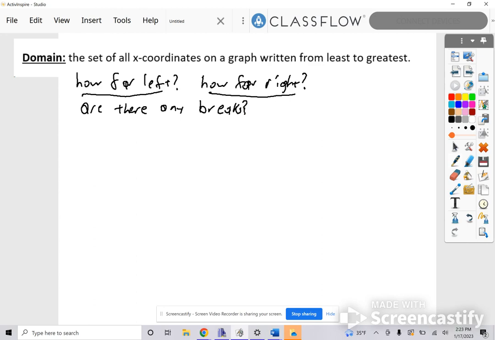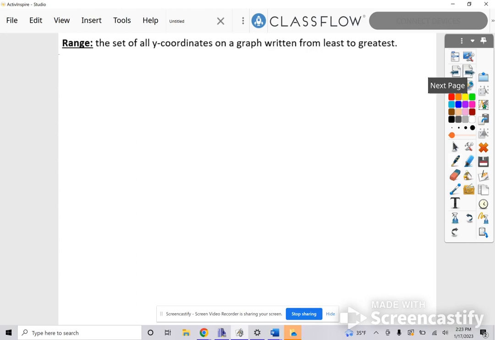How far left does my graph go? How far right does my graph go? Similarly, range is the set of y coordinates. This is important because this is one of the two times we're going to care about this. Usually we're looking at the x's. We saw last time when we were looking at intervals, we cared about the x's. We're going to see that today with increasing and decreasing. We're only caring about the x's. This is one of the few times that we really care about the y's.